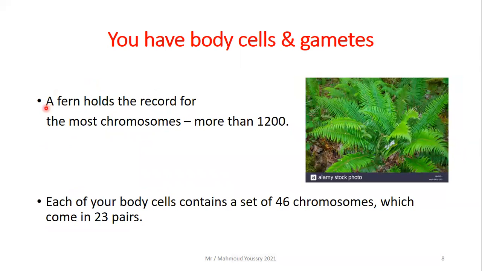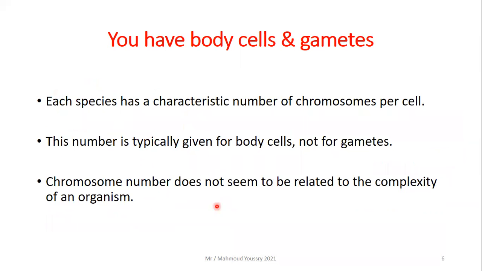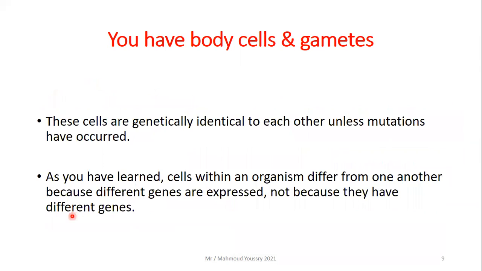Again, let's see. A fern. This is a plant named fern, as you can see from the picture. A fern holds the record for the most chromosomes, more than 1,200 chromosomes. Can you imagine? This is in a plant. While each of your body cells contains a set of 46 chromosomes, which come in 23 pairs only. So again, chromosome number does not seem to be related to the complexity of an organism, as we discussed.